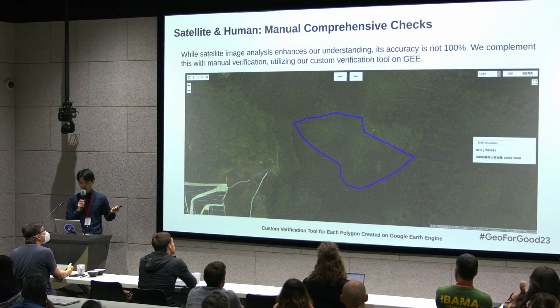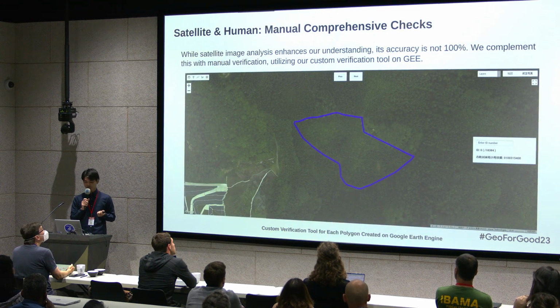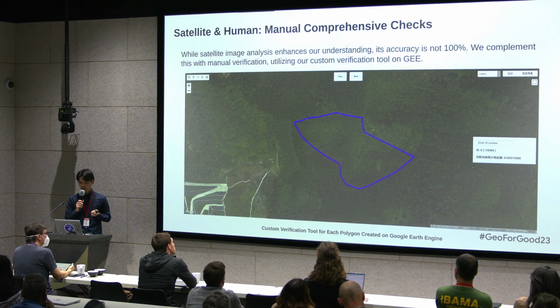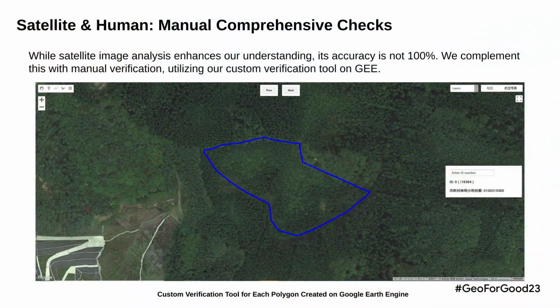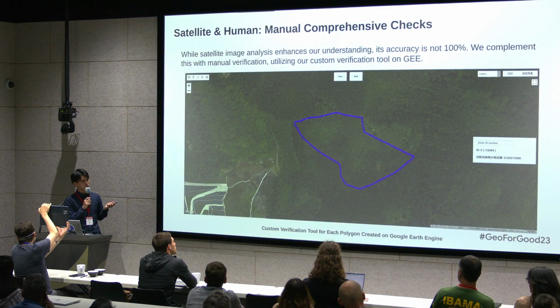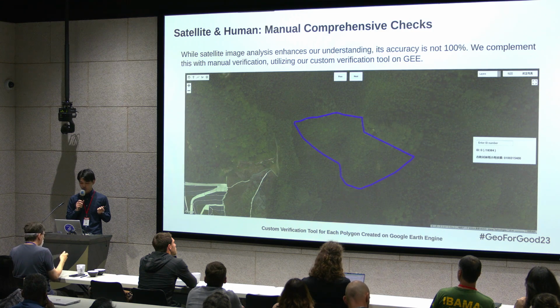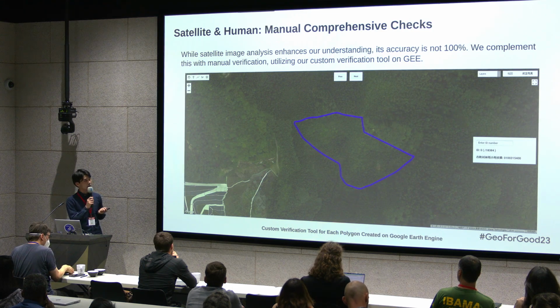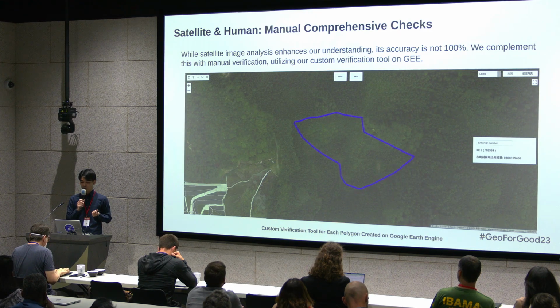While the combination of these satellite analyses can increase efficiency and accuracy, 100% accuracy is difficult to achieve. Therefore, we have created a tool for visual confirmation on Google Earth Engine as well, and are now working to increase transparency by combining analysis and visual confirmation. But we are still improving our methods, and any feedback is welcome. Thank you so much.